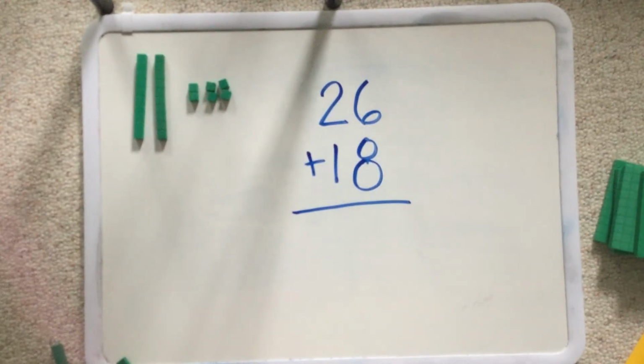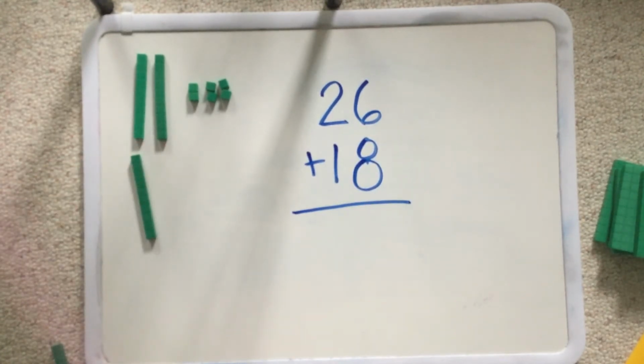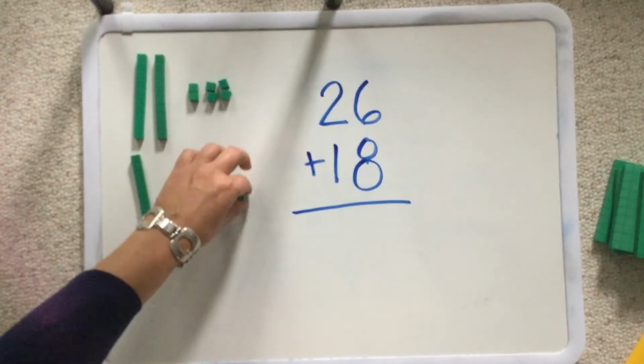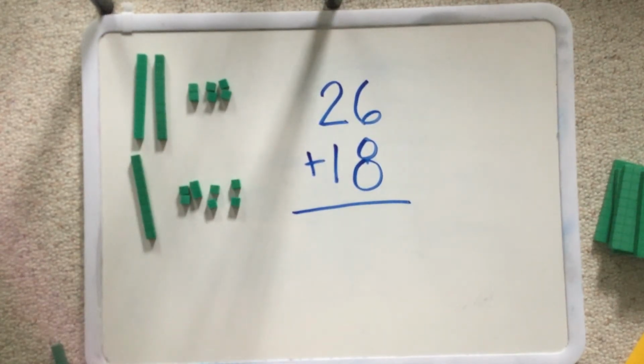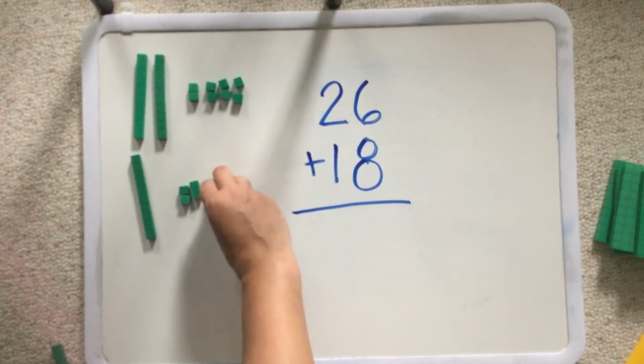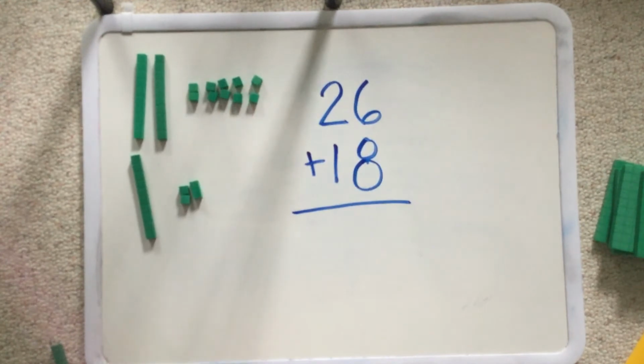If I want to model 18 with base 10 blocks, what do I need? I need 1 10 and I need 8 1s. If I add my 1s together, what happens? I could make a group of 10. 2, 4, 6, 8, 10.